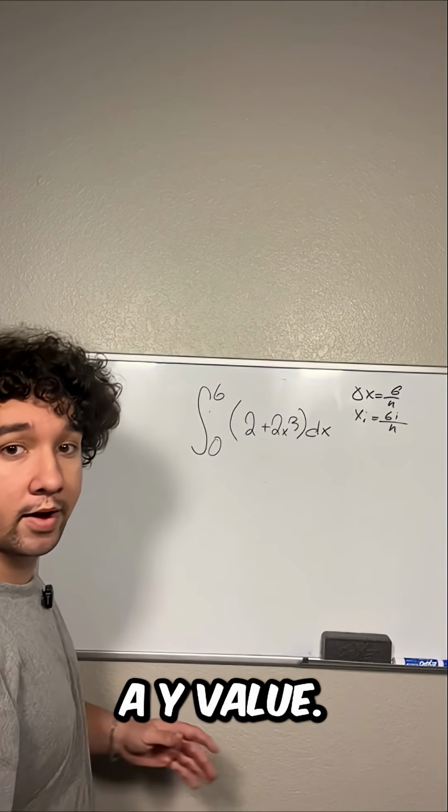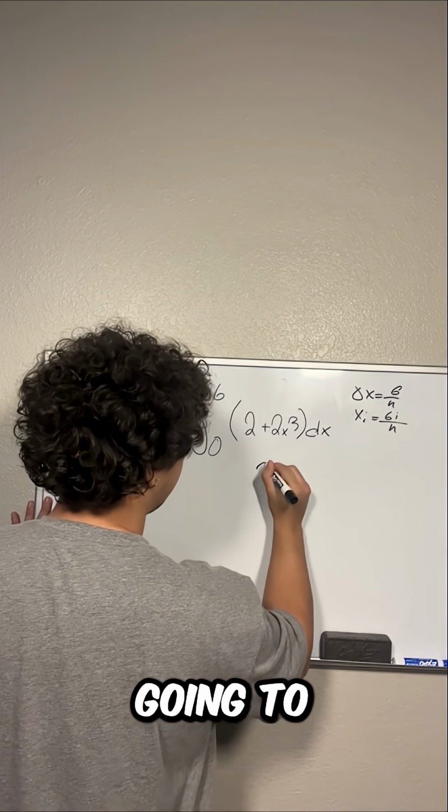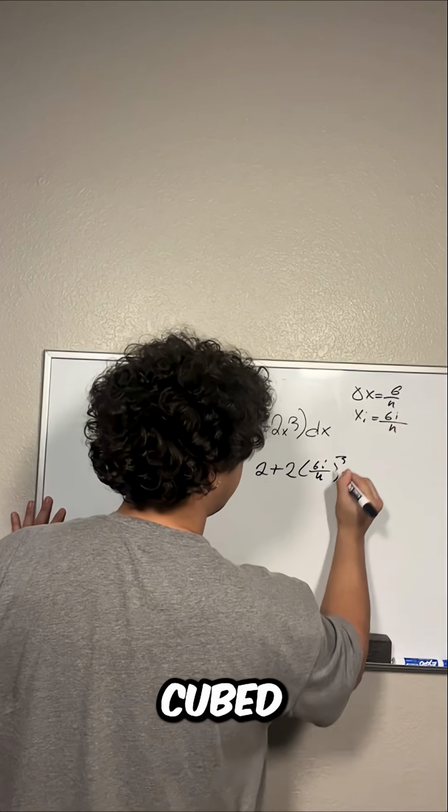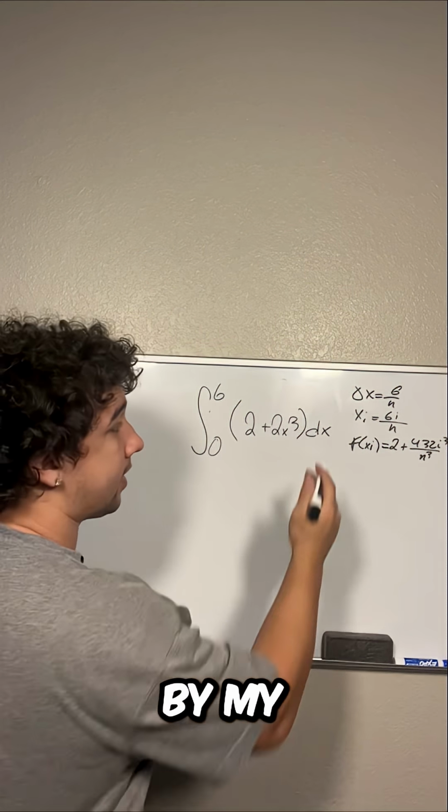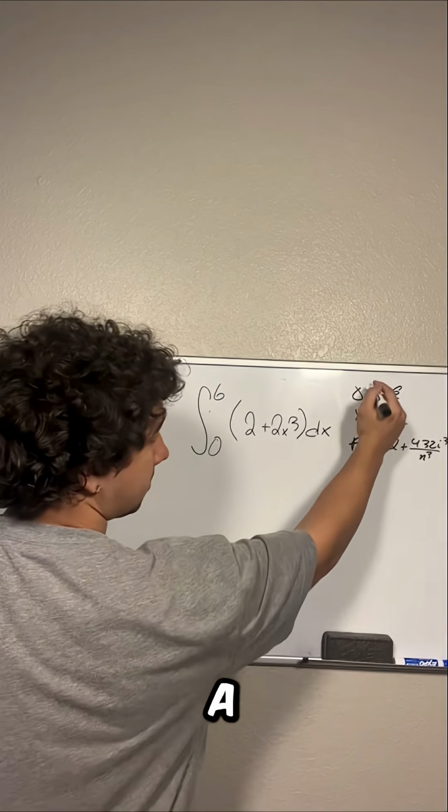But now I have my x values. I need to make that a y value so I have the height. What I'm gonna do is I'm gonna plug that in. So I'm gonna get 2 plus 2 times (6i/n) cubed. Okay, so after multiplying, I get this, which is my y value at every particular point, but I have to multiply that by my delta x to get my actual rectangle. So what I'm gonna do here is I'm gonna multiply this times this.